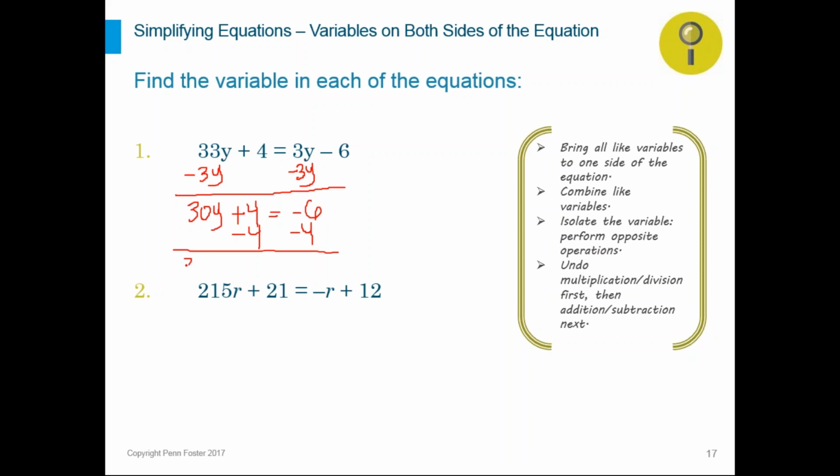So that will be 30y, that's gone, equals negative 10. I'm not done yet because my y is still multiplied by a value. I need to get rid of this 30. So let's rewrite the last line that we have. Over 30 and over 30. Now y equals a value. Negative 10 over 30 is negative 1 over 3, a fraction.